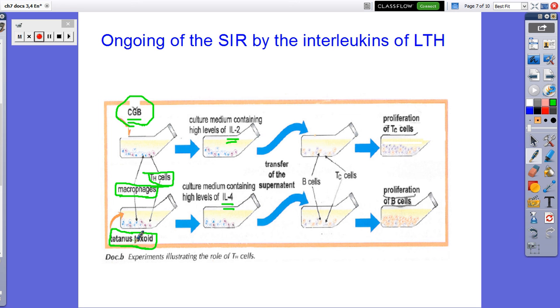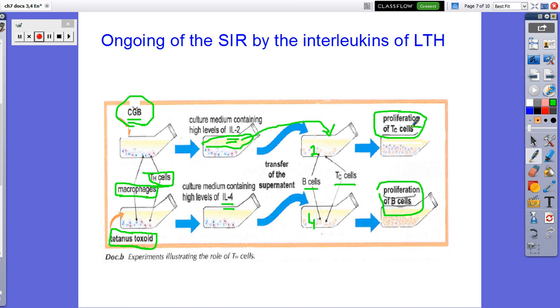In order to know the difference between IL-2 and IL-4 at the functional level, we transfer the supernatant from these two media. The supernatant means only the liquid fraction that contains the cytokine without the cellular fraction. So if we transfer this supernatant to another flask, here we have only interleukin 2 and here only interleukin 4, without macrophages and TH. We add in the two media B lymphocytes and TC lymphocytes. We observe that only in the first medium the TC cells proliferate, and proliferation is the first step of activation. But in the second medium only B cells are activated.